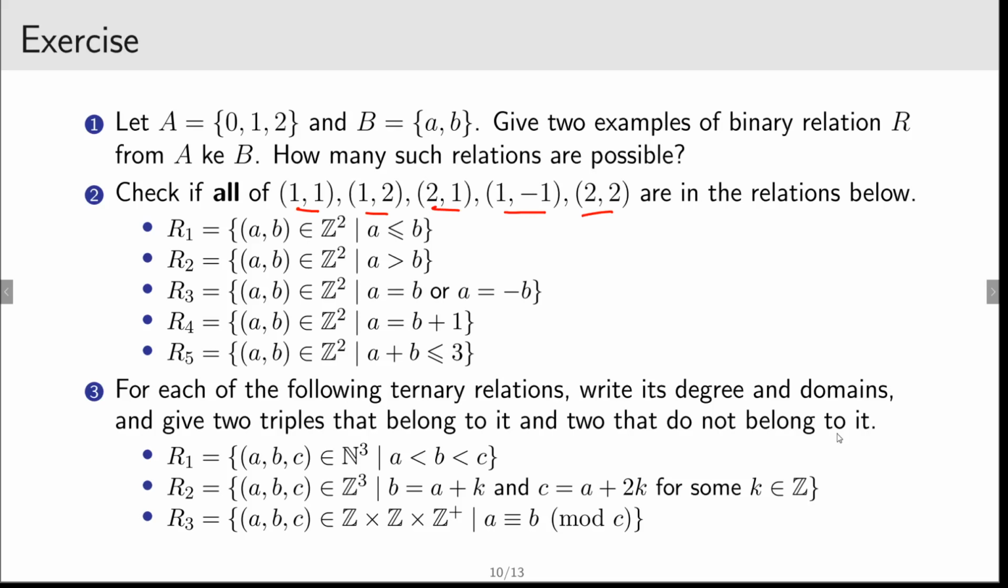Now, number 3, there are 3 ternary relations given here, R1, R2, and R3. Now, for each of these 3, write its degree and domains, and give 2 triples that belong to it, and 2 that do not belong to it. So for each of R1, R2, and R3. Try solving this exercise first, and we will discuss the answer in the next video.